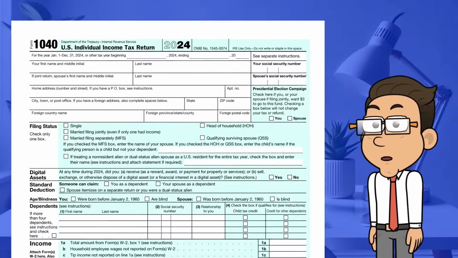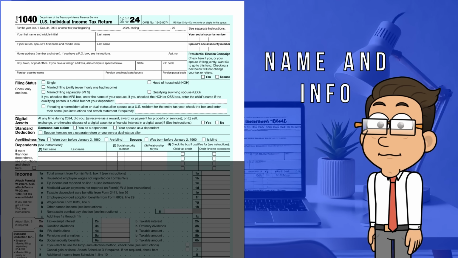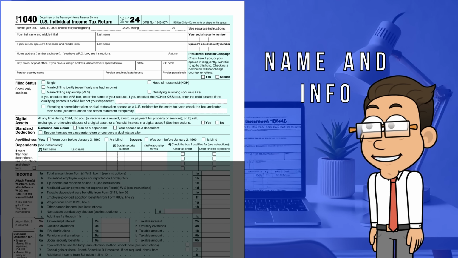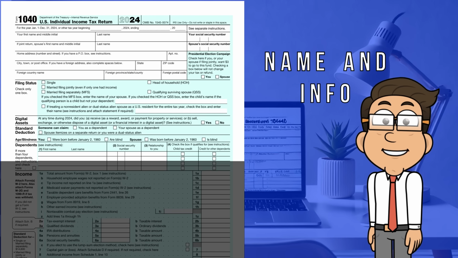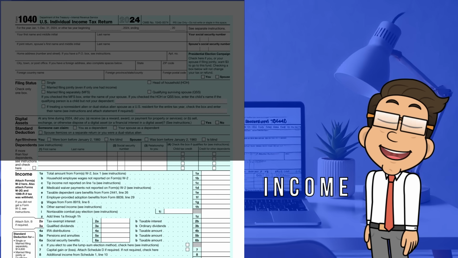The form begins with your personal information: your name, address, social security number, filing status, and dependents. It might seem like just basic details, but getting this section right is important because errors here can slow down processing or even trigger an IRS notice.